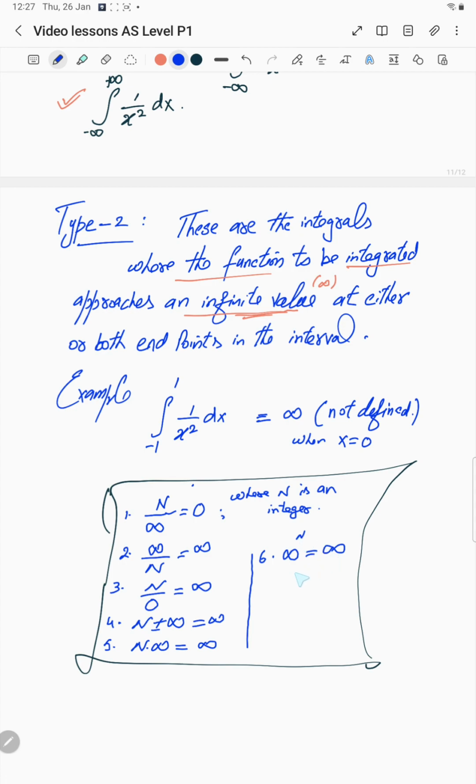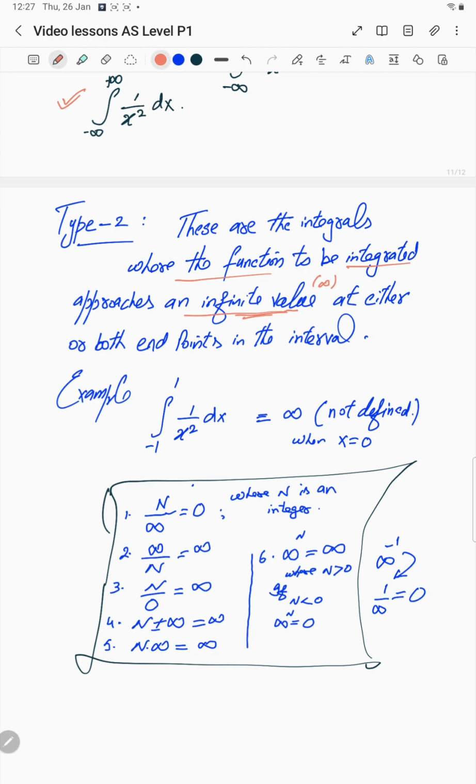But make sure it works where n is bigger than 0. n must be a positive integer. If n is less than 0, then infinity power n will be 0. You know the rule, 1 over infinity to the power of minus 1, this goes to be 1 over infinity, which is 0, right?